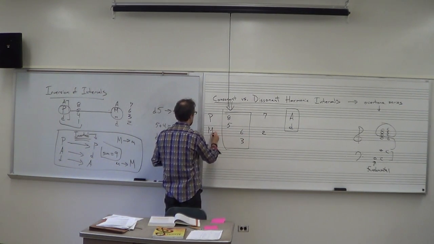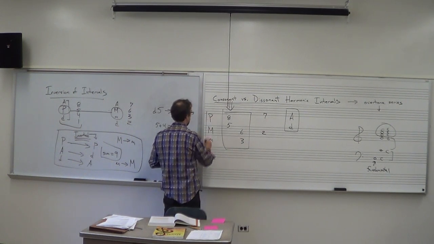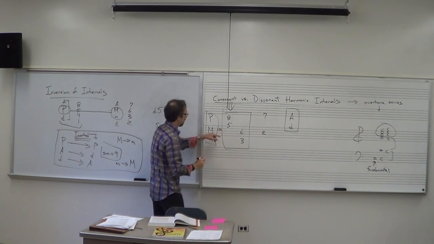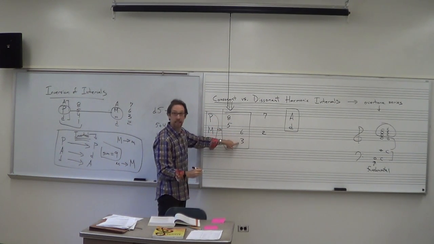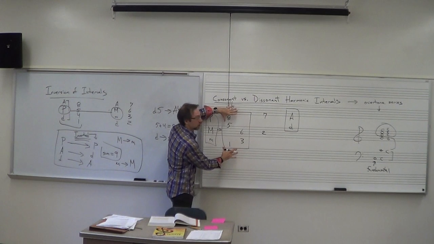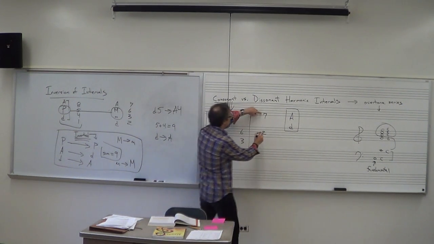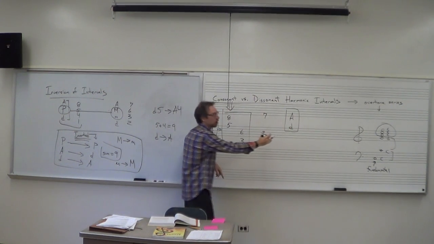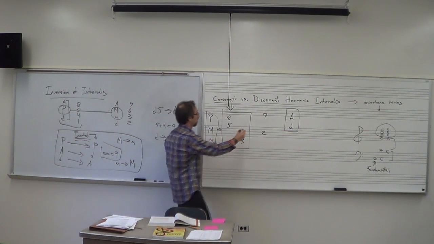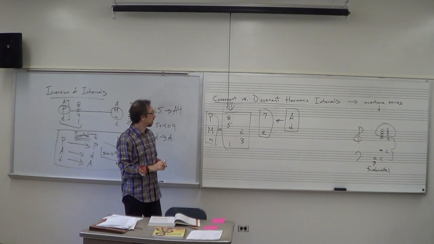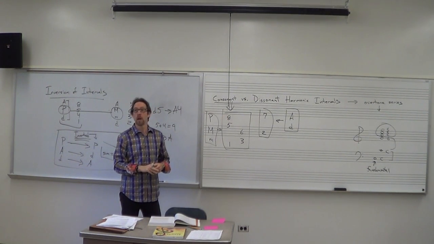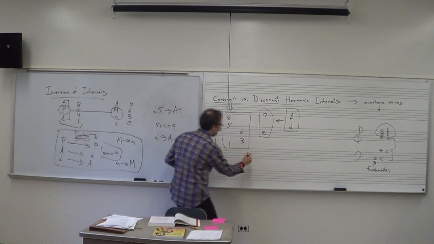Perfect, major, and minor. Octaves, fifths, unison, thirds, sixths. These are your consonant intervals. Sevenths, seconds, and anything that's augmented or diminished are your dissonant intervals. There's one number I've left out. It's the fourth. The fourth is a tricky interval.